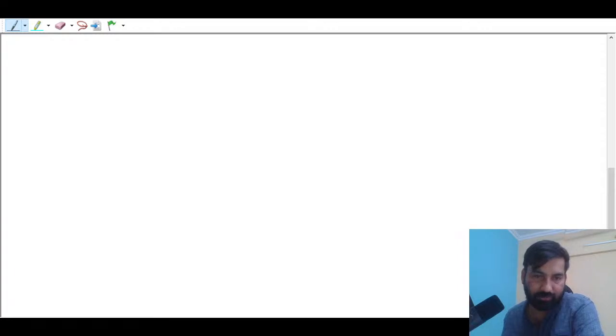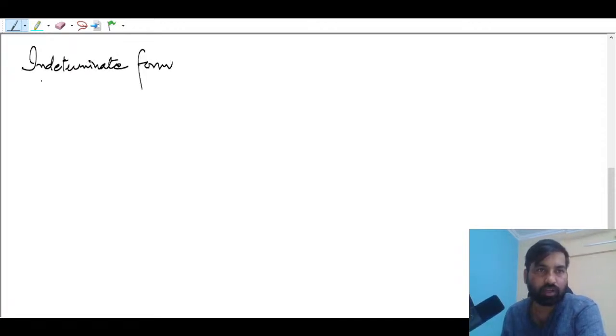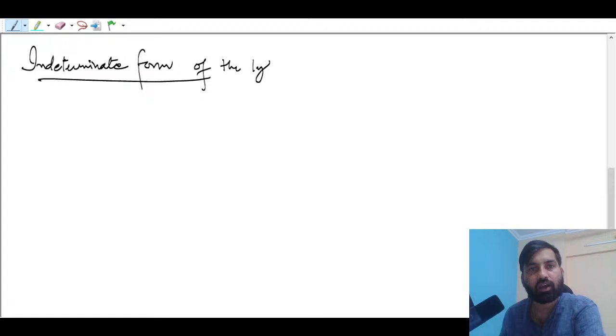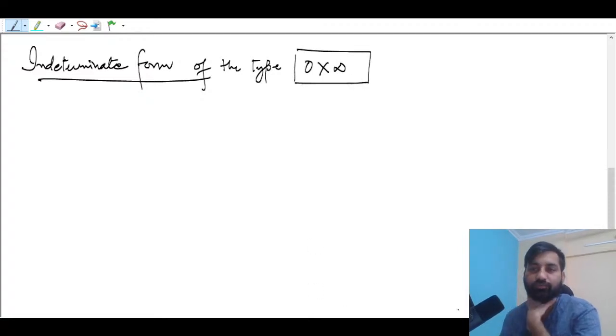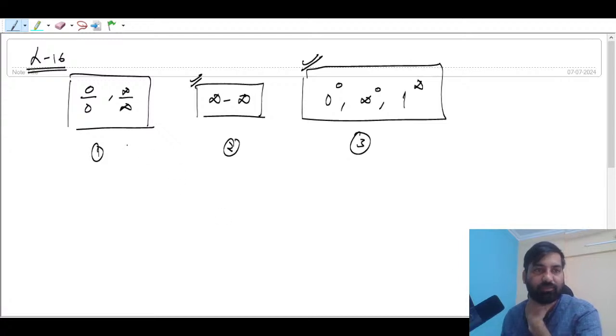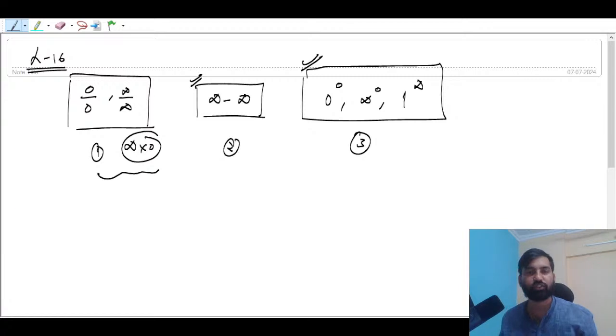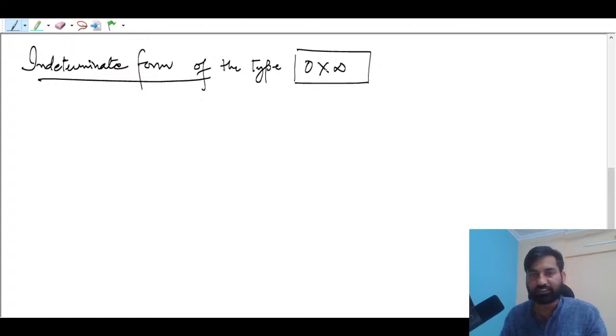Suppose we have got an indeterminate form of the type 0 times infinity. I think I haven't written 0 times infinity, yes, I must write here 0 times infinity. So this is also one indeterminate form of the type 0 times infinity.